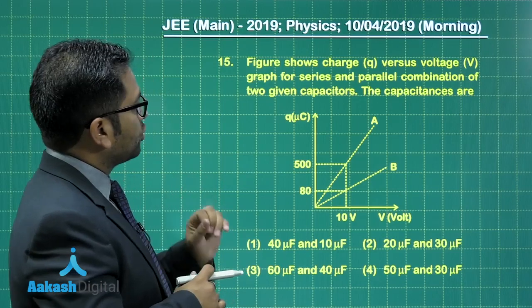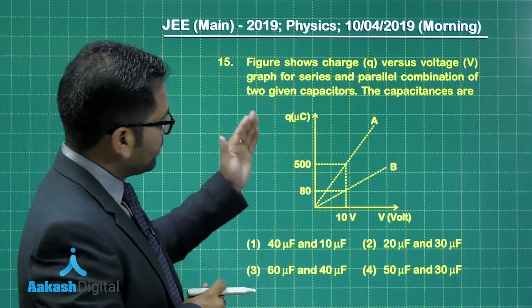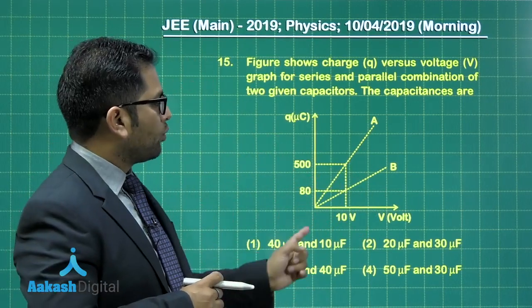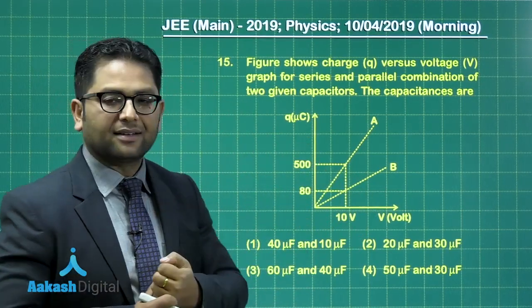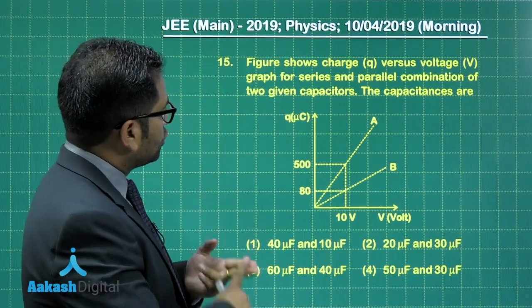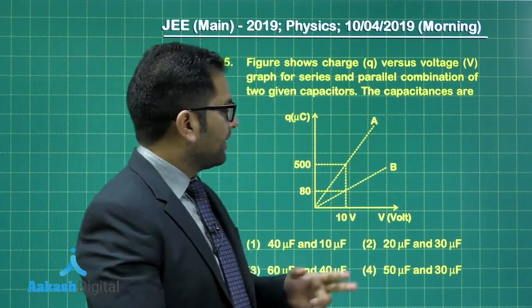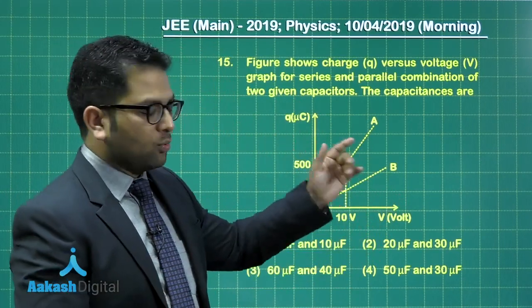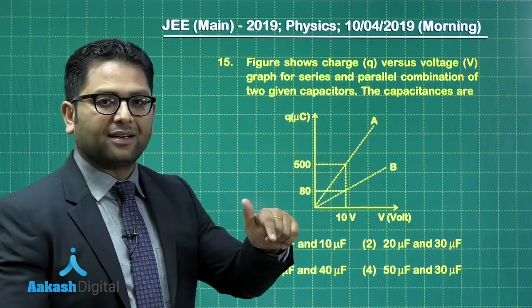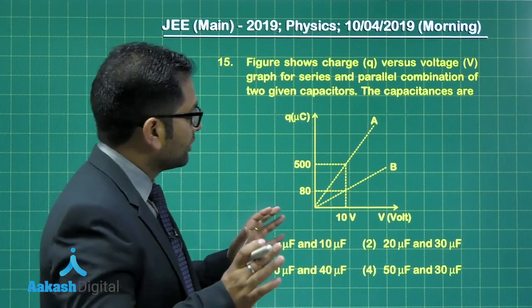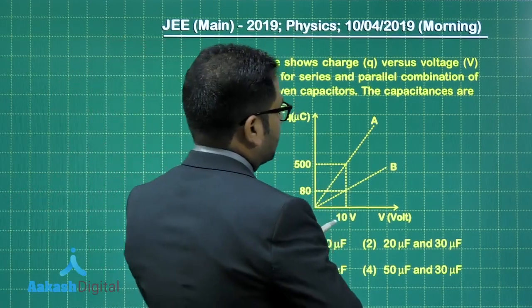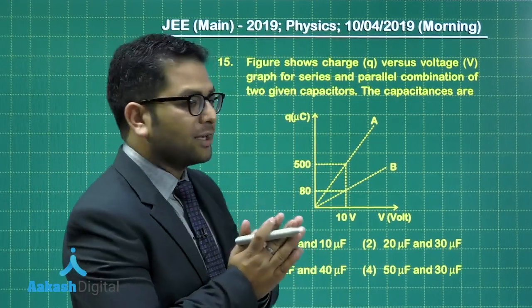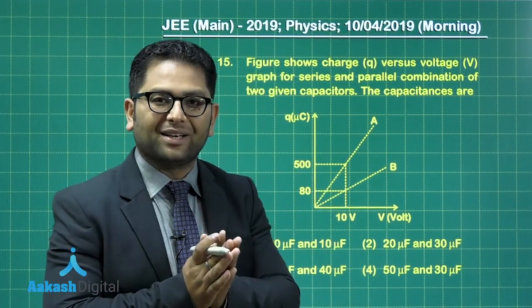Now it says the figure shows Q versus voltage, okay, Q versus V for series and parallel. So one is series, the other is parallel. That's what we need to see. That means there are two capacitors and this is a Q versus V graph. Out of A and B, one is in series, the other is in parallel. And to identify that, it's not a difficulty because the slope of the graph is the net capacitance, with the expression Q equals CV.